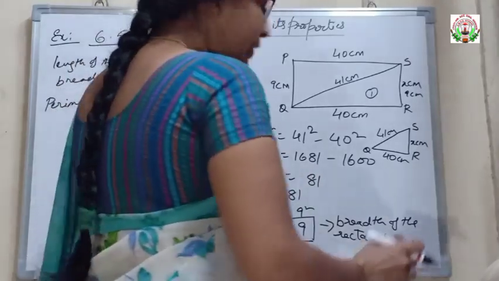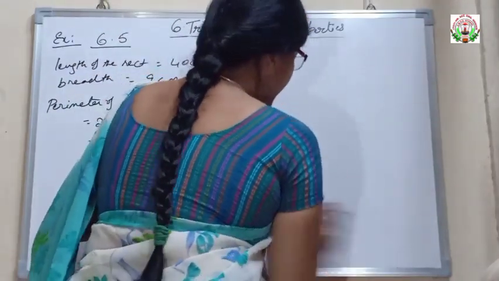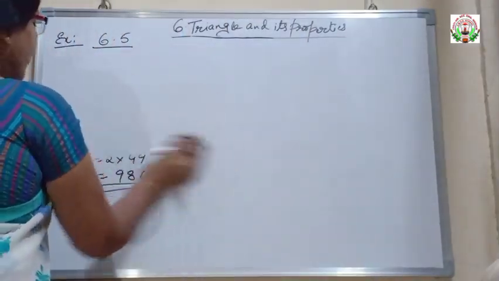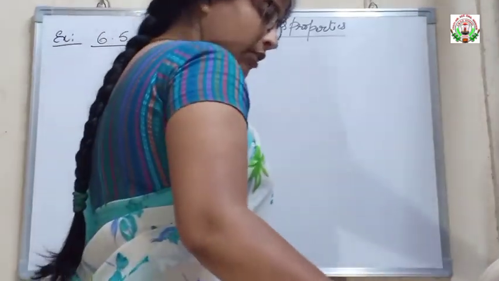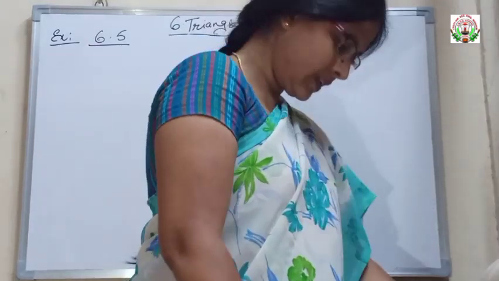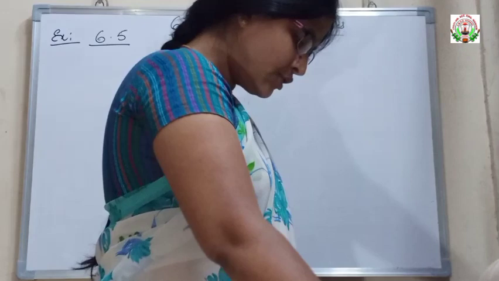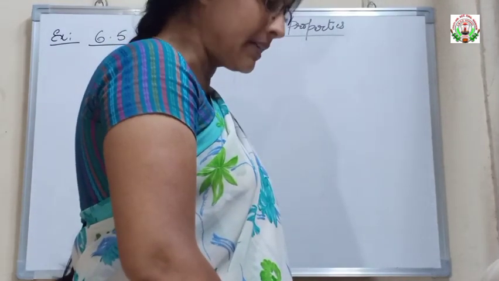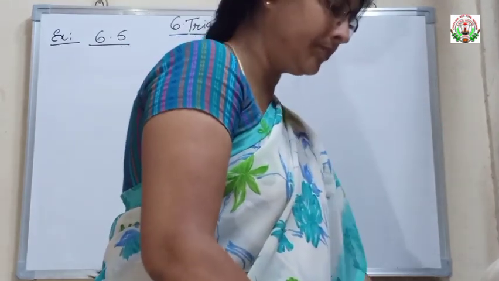Now the last question of the exercise, that is the 8th question. With this we are going to complete our exercise 6.5 and also the chapter triangle and its properties. Now see your 8th question. The diagonals of a rhombus measure 16 centimeters and 30 centimeters. They have asked, find its perimeter.